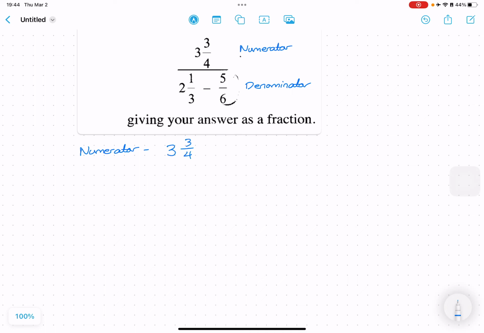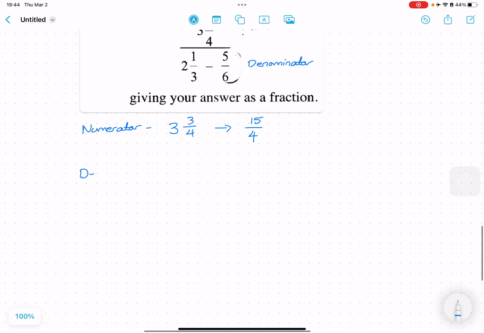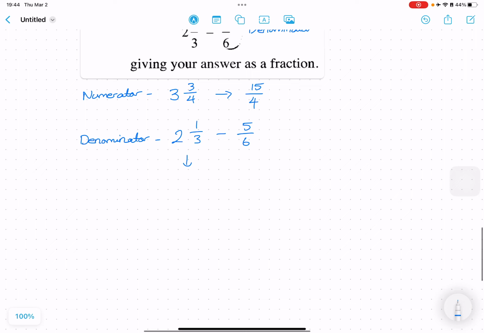So you know the rule, we change the mixed fraction to an improper fraction. This becomes 3 by 4 is 12, plus 3 is 15 over 4. And now let's take a look at our denominator. It looks a little more complex. So we have 2 1/3 minus 5 over 6. So we change our mixed fraction to our improper fraction. 2 by 3 is 6 plus 1 is 7. So that's 7 over 3.